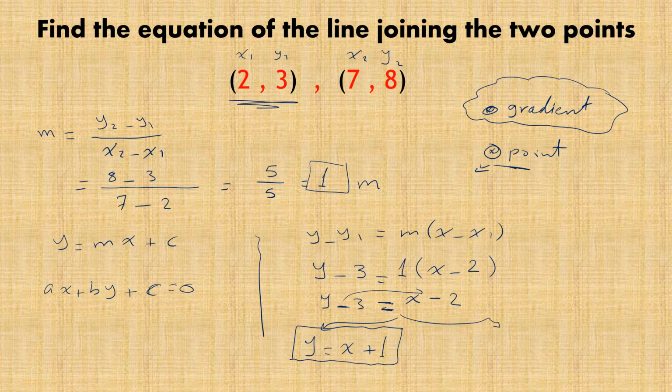For the second form, we write all parts on one side in order: first x, second y, third the absolute term. So it will be y minus 3 minus x plus 2, and the other side will be 0. So we have to rearrange: negative x plus y minus 1 equals 0, and this is the second form.